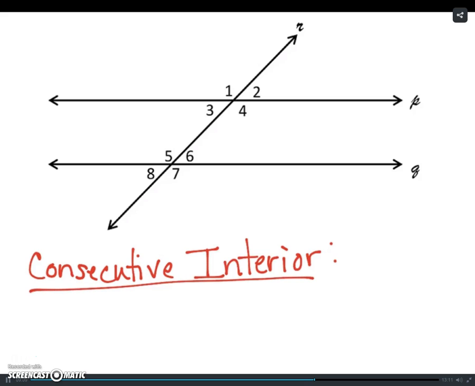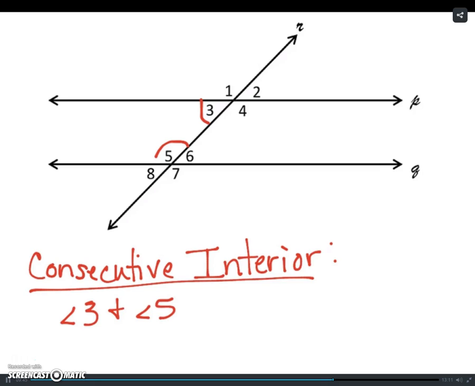Okay? So everything you need is in the name. Consecutive means that they are going to be on the same side of the transversal, and interior means that they're going to be inside of the parallel lines. So we're looking at this angle here and this angle here. Notice that they're on the same side of our transversal, and they're on the inside of lines P and Q. Okay, so they're interior angles. So angle 3 and angle 5 are consecutive interior angles.